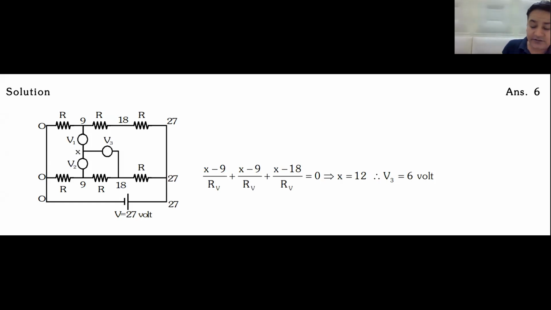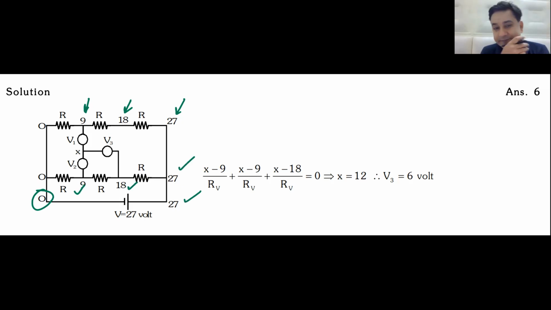Okay. Had you done this question before? No, sir. Okay. Now, you did not look at the solution. No, sir. Great. But tell me, how did you get this as 9 and this as 18 and this as 27? You can understand this is 0 and this is 27. How is this 9, how is this 18, and how is this 27? That is the main point of this question.